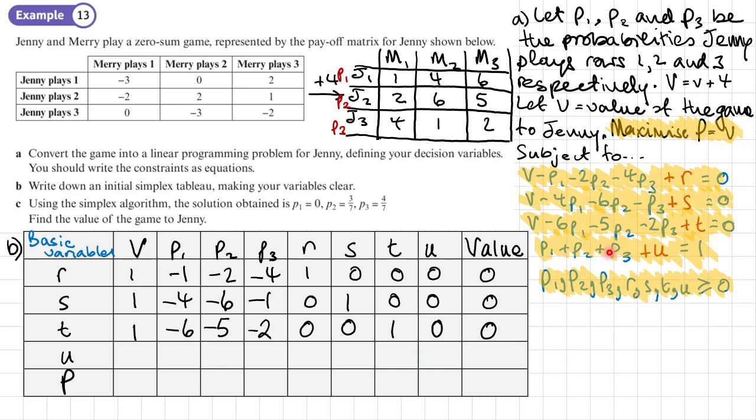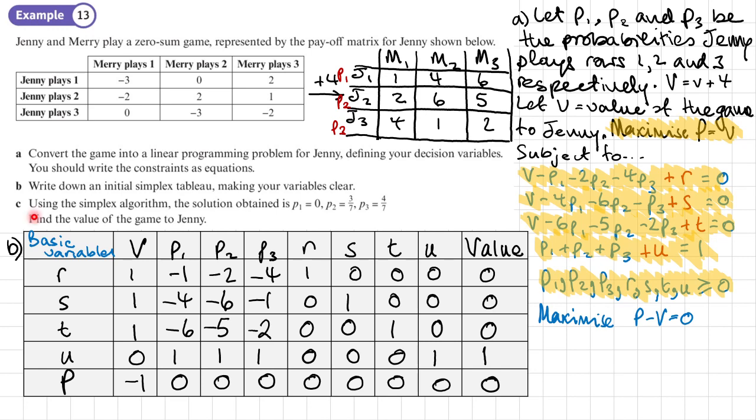And for the probabilities here, no V, I've got a P1, P2, P3 and a U, whoops, a U, not a T, and its value is 1. And remember, maximizing P equals V is the same as maximizing P minus V is equal to 0. We always need to write that as an equation as well. So just write that down, maximize P minus V equals 0 in that form, which means that the coefficient of V is negative 1, as it will always be, and then all of these others here are 0.